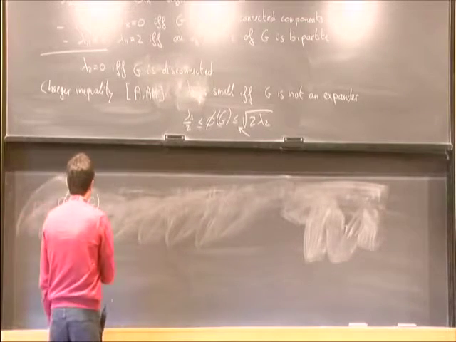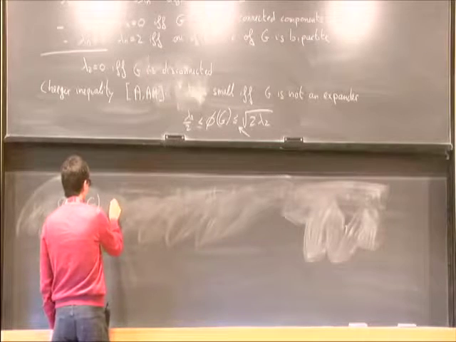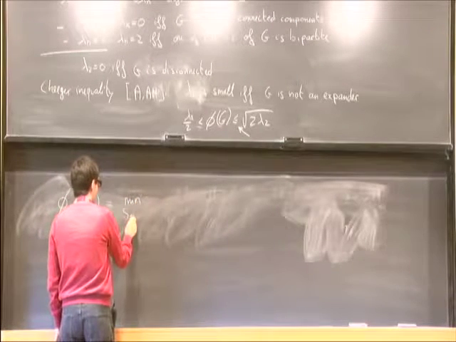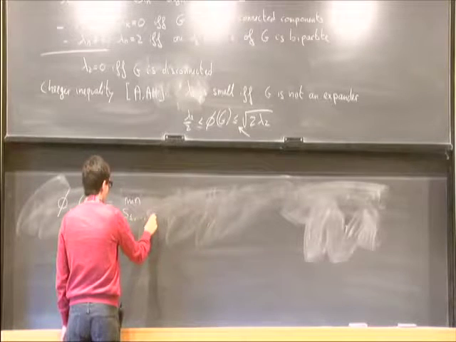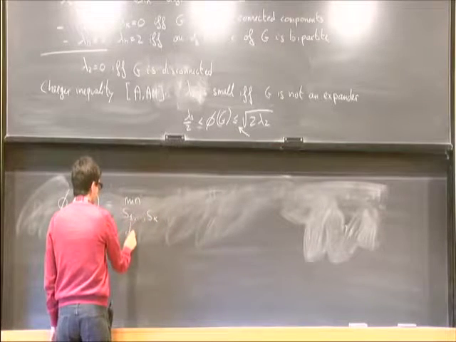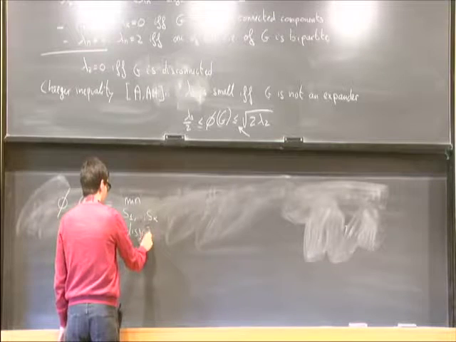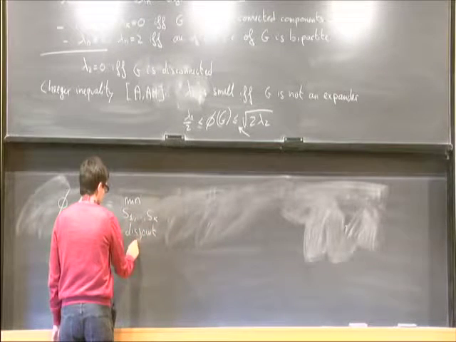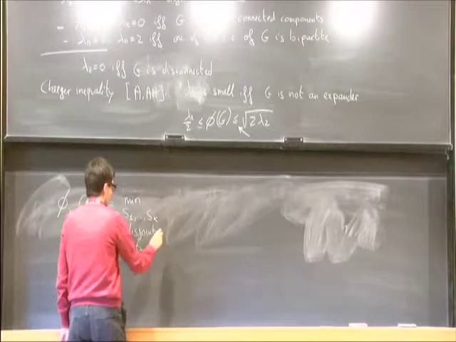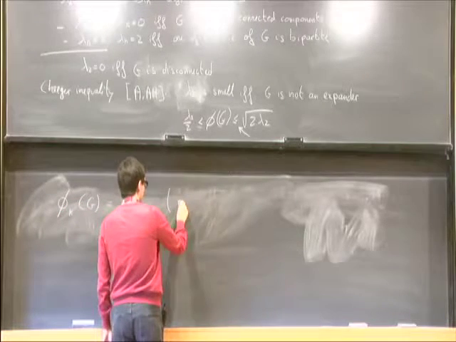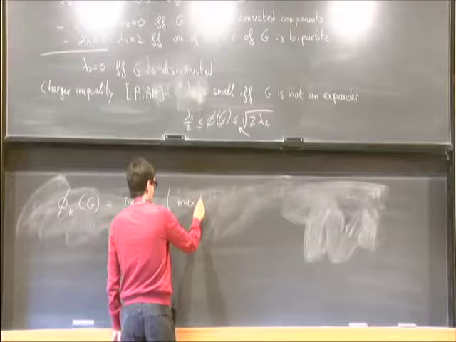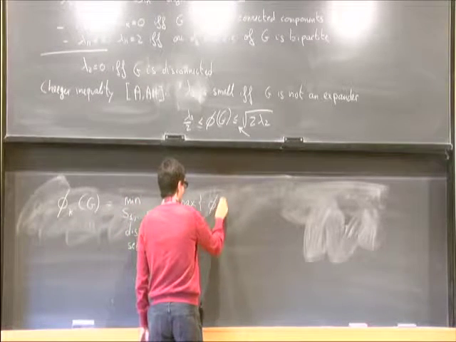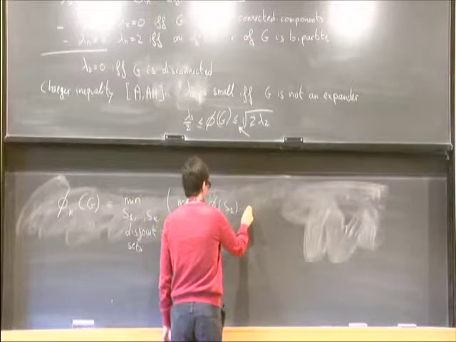So let's say that expansion for k of a graph G is the minimum over all disjoint sets, for now, let's say it's not a partition, just disjoint sets, of the maximum of their expansion.